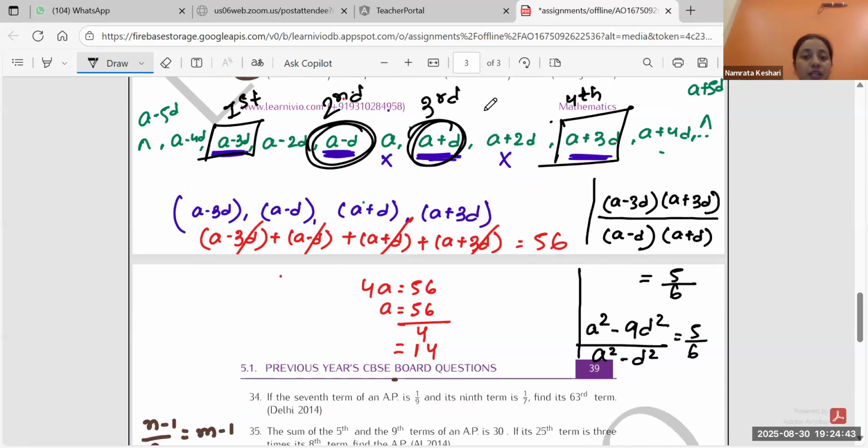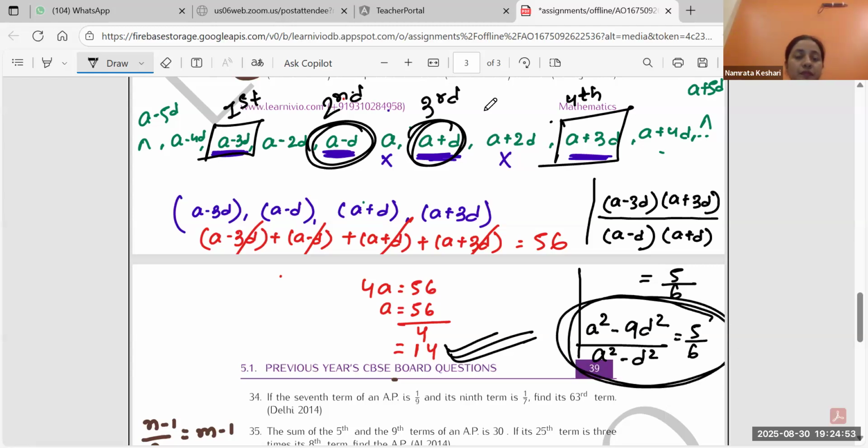Already you are having the A value in your hand. Finding D from here will not be difficult at all. See, so this is a special question. Here you need to take the consideration of a special AP.